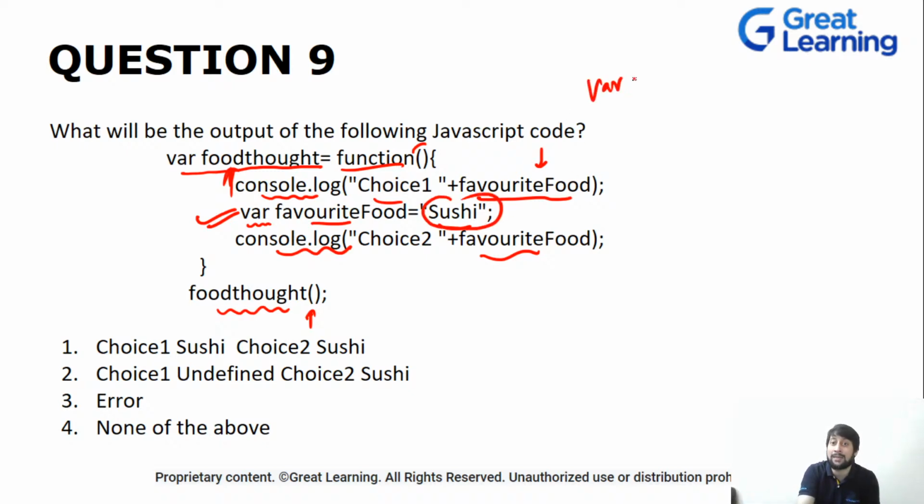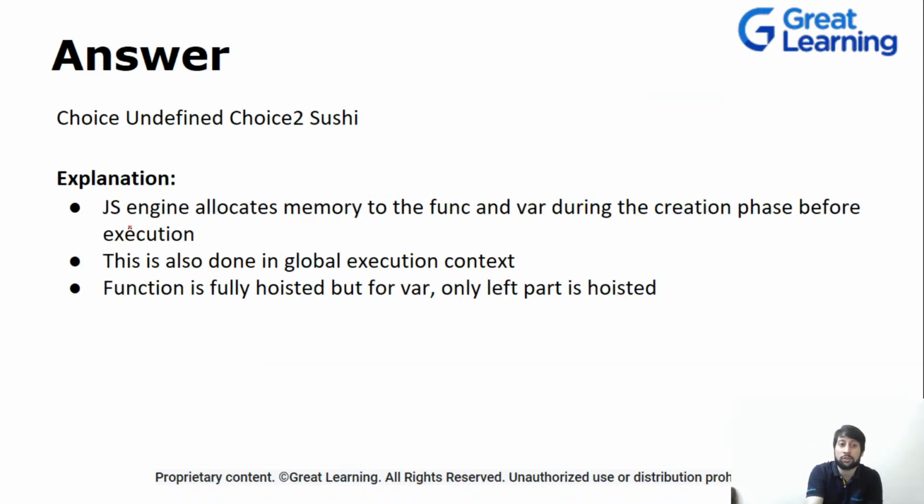Hoisting will take place, that means the first line will be something like this: var favoriteFood. I'm not writing the entire thing, just favoriteFood. That's it. That means this variable has been declared but it is undefined. So that is what you mean by hoisting. The JS engine allocates memory to the function and var during the creation phase. There is something known as creation phase and execution phase. During the creation phase this will allocate memory to the function as well as to the var.